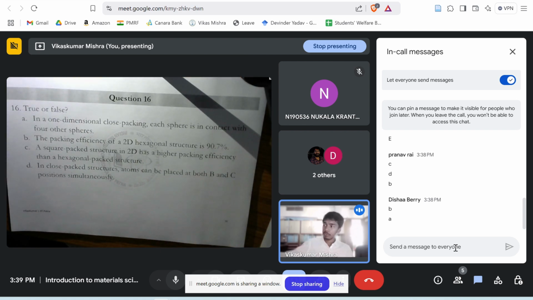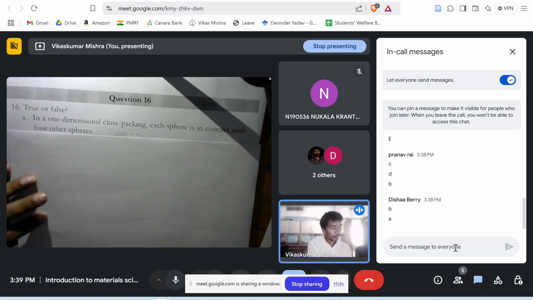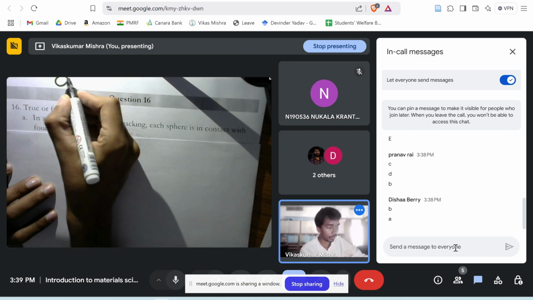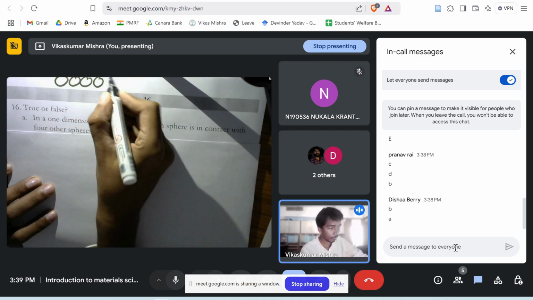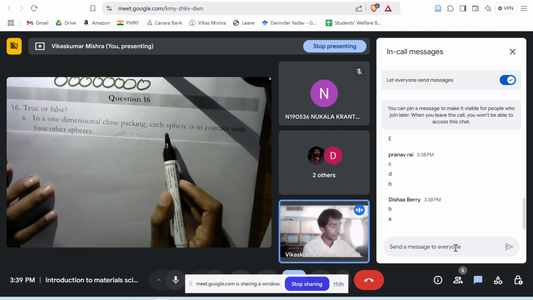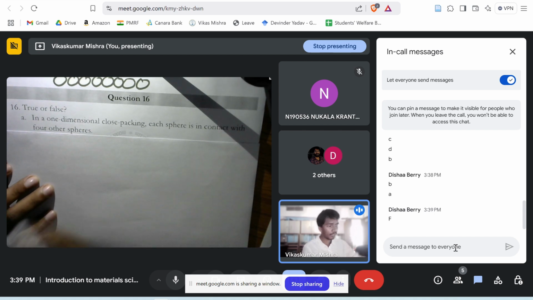Now true or false. So we'll hide things. Now we'll go ahead. In one-dimensional close packing, each sphere is in contact with the 4 other spheres. What is one-dimensional close packing? This is a one-dimensional close packing. Is it true that each sphere is in contact with 4 other spheres? Let us say this is a sphere. False, right? Yeah, that's right.